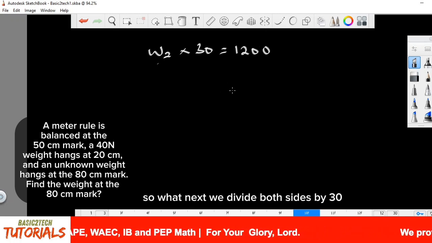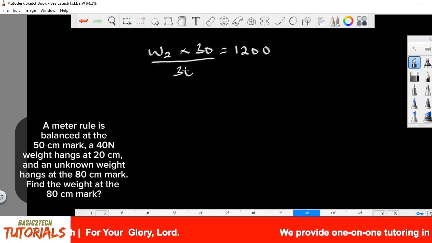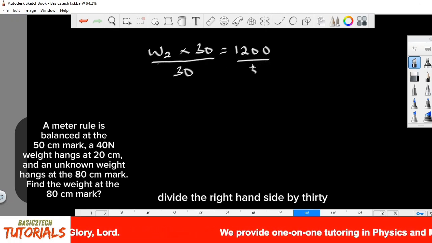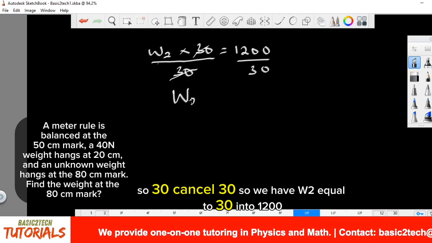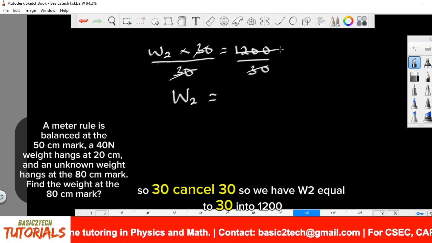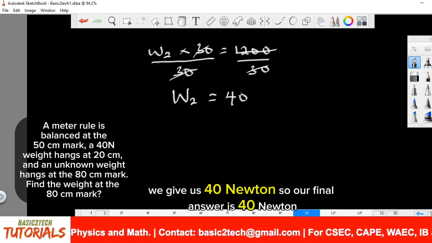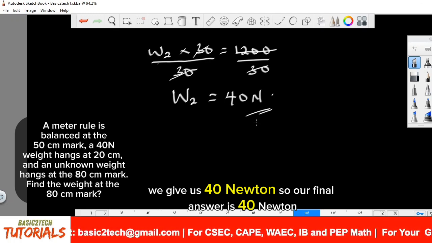So what next? We divide both sides by 30. Divide the left-hand side by 30, divide the right-hand side by 30. So 30 cancels 30. So we have W2 equal to 1200 divided by 30, which gives us 40 Newton. So our final answer is 40 Newton.